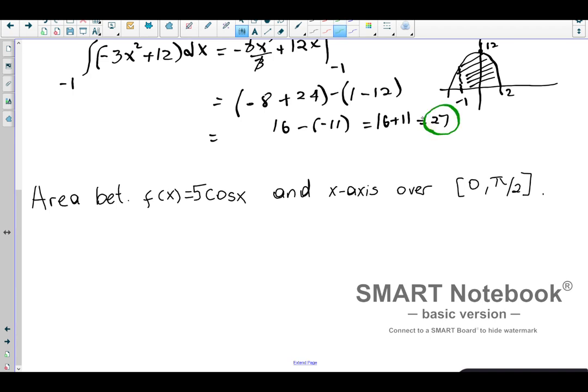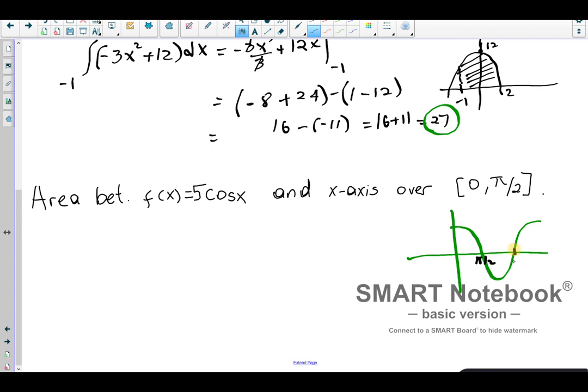Okay, and then another problem using a trigonometric function, same technique applies. We want to find the area between the function and the x-axis over the interval from 0 to pi over 2. And if you remember the graph of cosine x, roughly speaking, this is pi over 2 right here.